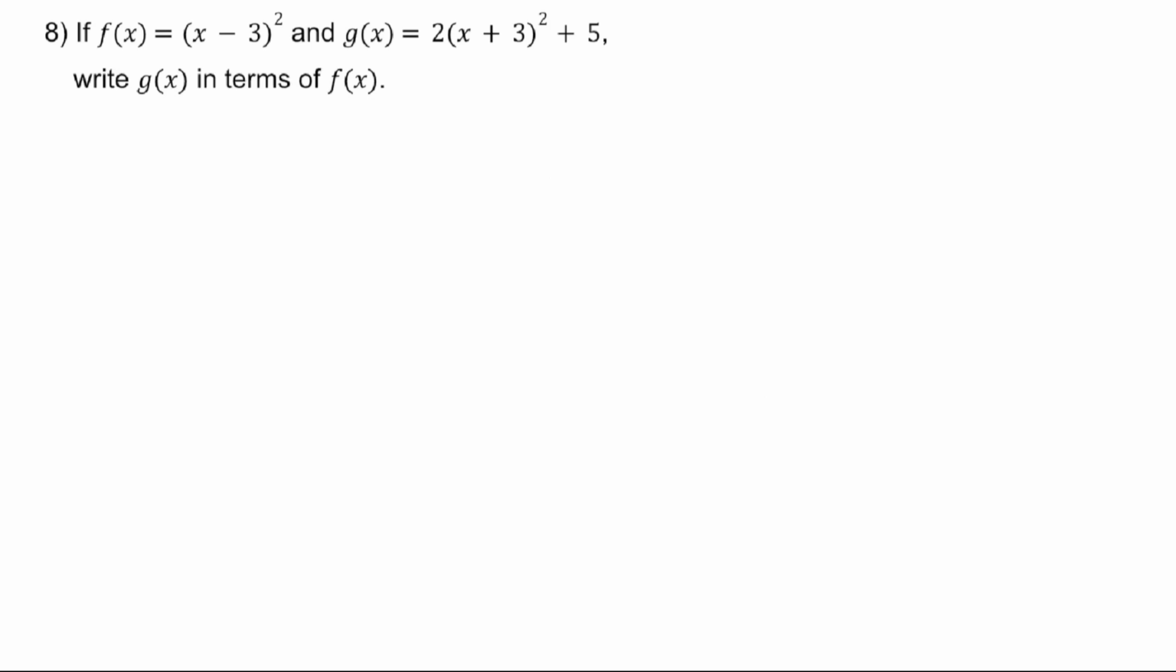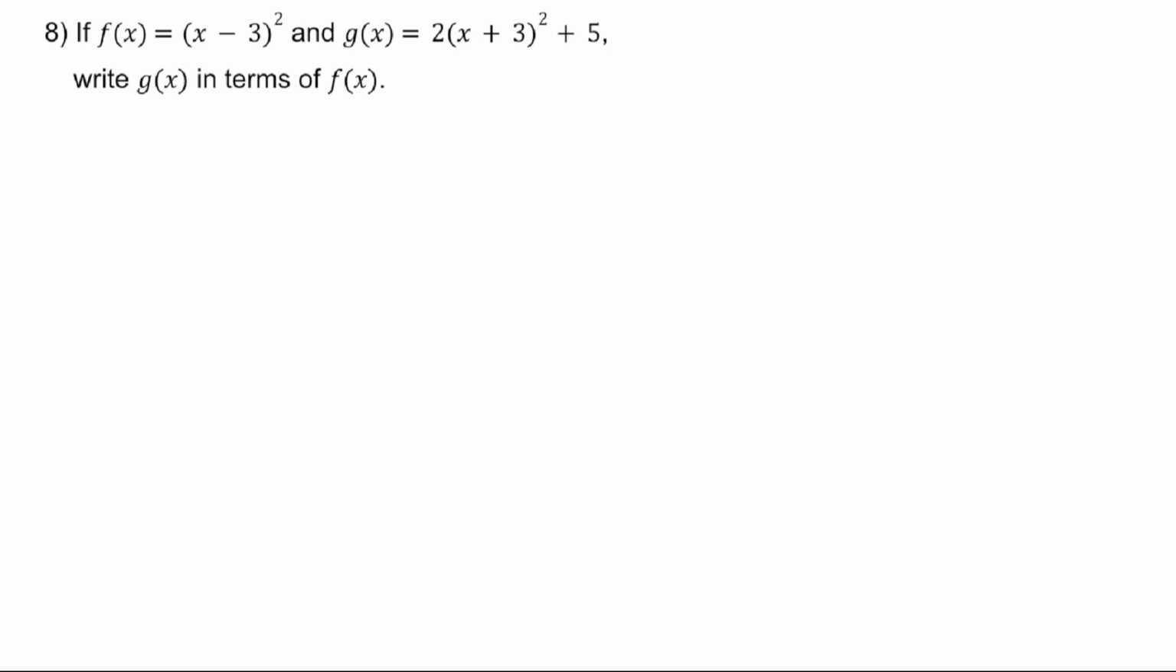Okay, question 8. I would say besides graphing, this is the hardest problem you will see from assignment 3 or lesson 3 because of the amount of mistakes you can make on this problem. And I'll point those out so that you won't make them. If f of x is equal to (x minus 3) squared and g of x is equal to 2 times (x plus 3) squared plus 5, write g of x in terms of f of x.